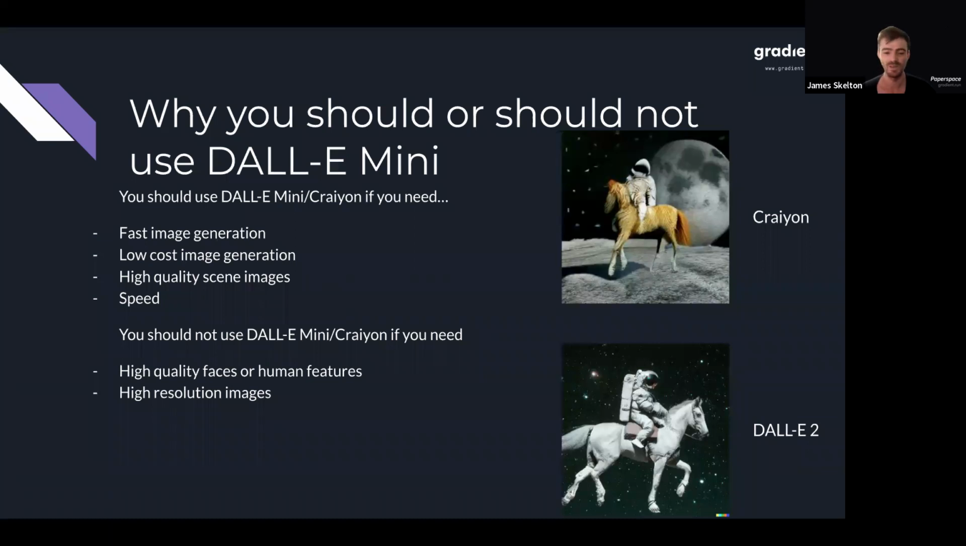I'll answer that question in just one moment because I'm almost done with the slides. And finally, high resolution images. As I said before, DALL-E 2 can do much higher resolution images. Same with Imagen, Glide. There are a number of different models you can check out that will get you super resolution, and Crayon will not.